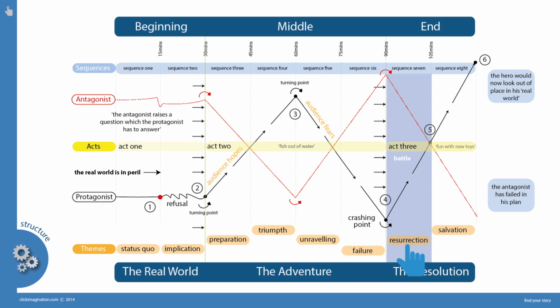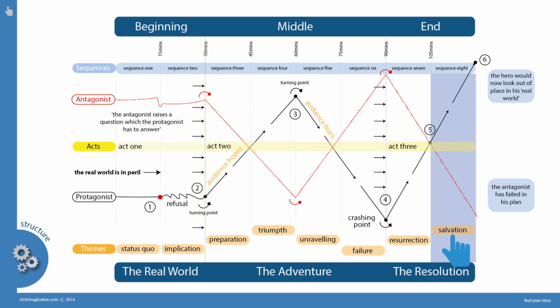Sequence 7 is about resurrection. The hero finds the strength to fight back, and there is a showdown with the antagonist. We think the story ends there. In horror, this is often the point where we believe the antagonist is dead, but then miraculously they come back to life. Finally, sequence 8 is about salvation.